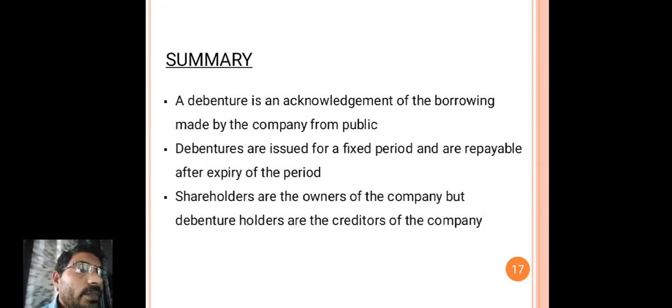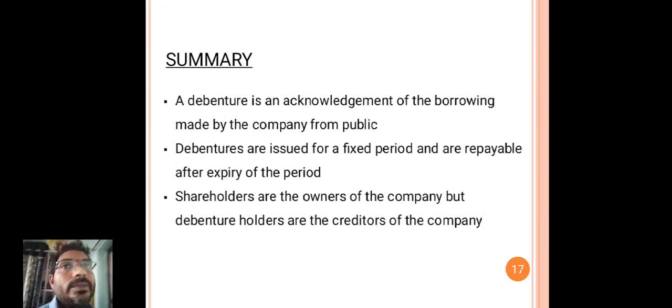What is a debenture and differences between shares and debentures, and different kinds of debentures issued by a joint stock company. So this is the end of this chapter.